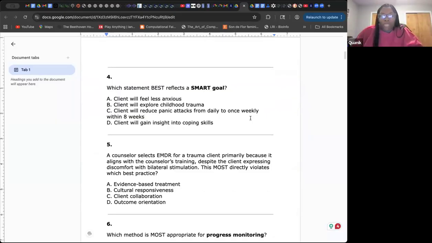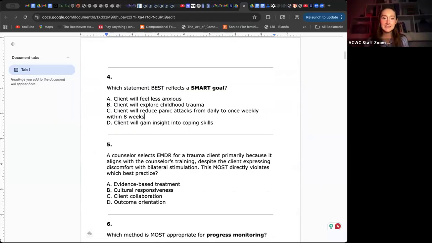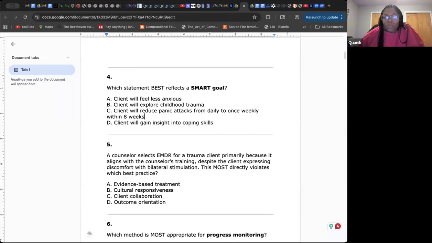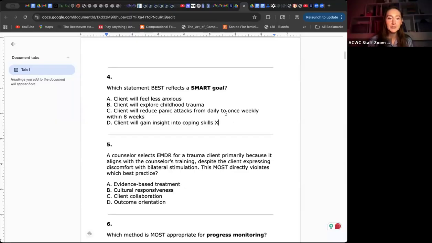Which statement best reflects a SMART goal? A, client will feel less anxious. B, client will explore childhood trauma. C, client will reduce panic attacks from daily to once weekly within 8 weeks. D, client will gain insight into coping skills. I'm going to eliminate D and B, as in boy. D as in dog, B as in boy. Perfect. Nice work.